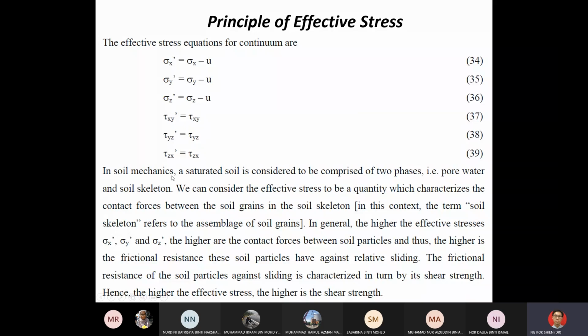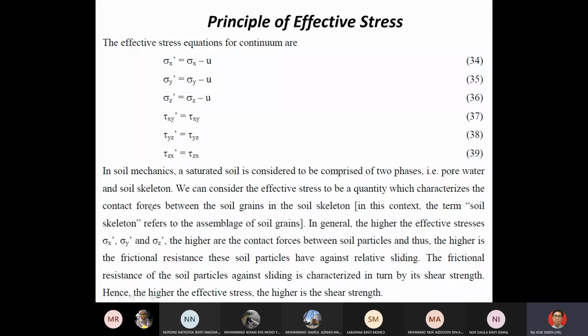Okay. In soil mechanics, a saturated soil is considered to be comprised of two phases: pore water and soil skeleton. Okay. If the soil is not saturated, then you will have another phase, which is air. We can consider the effective stress to be a quantity which categorizes the contact force between the soil grains in the soil skeleton. So in this context, the term soil skeleton refers to the assemblage of soil grains.